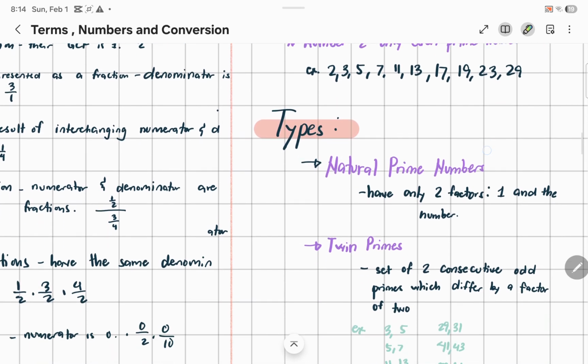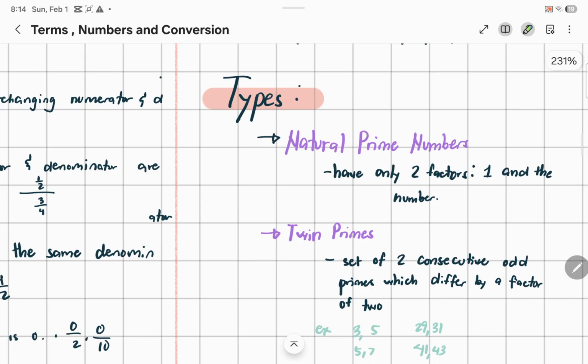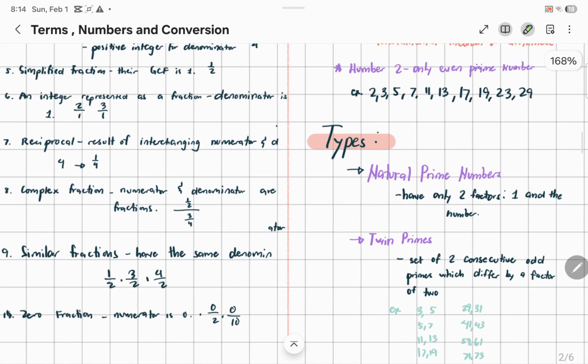Next, types of prime numbers. So we have the natural prime numbers. It only has 2 factors, 1 and the number. For example, 3 times 1. That is a natural prime number.